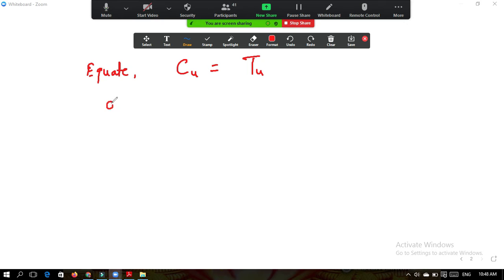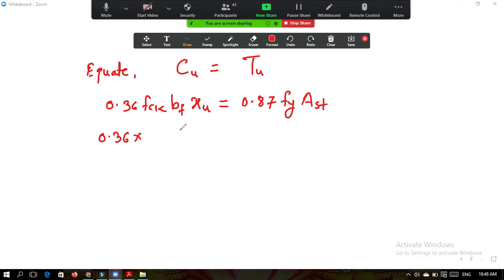CU is 0.36 FCK BF into XU, which is equal to TU, 0.87 FY AS. So here 0.36 into FCK. FCK is again grade of concrete. Grade of concrete is I think M20. BF we have calculated 1470. XU as it is, which is equal to 0.87 into Fy is 415 into AST.